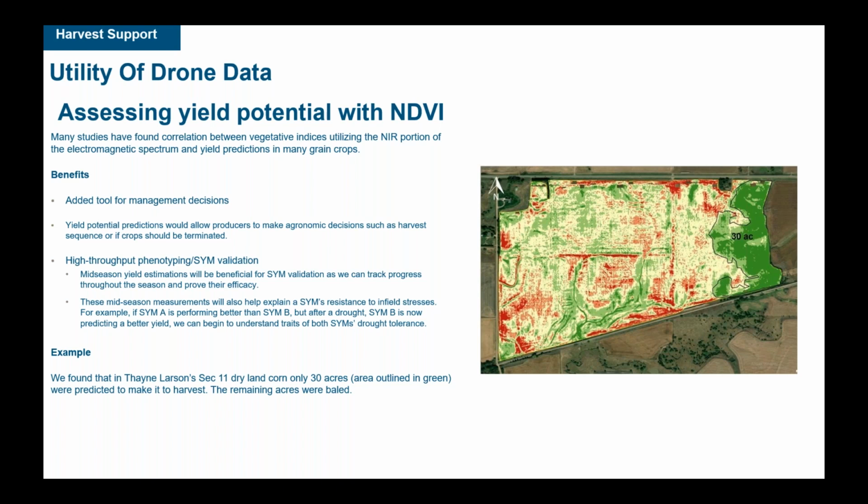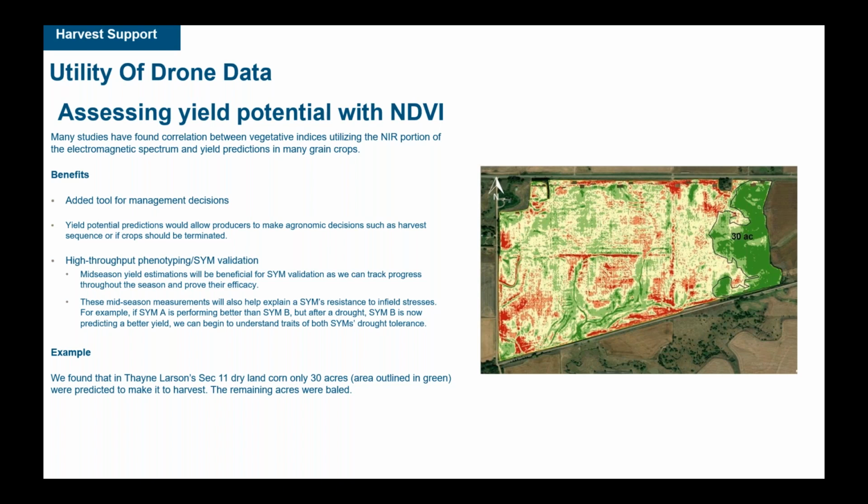This was a cornfield that was really heavily drought stressed. And that farmer was basically asking us, hey, will this make it to grain harvest, or should we just go ahead and bale it? Using our own algorithms and the data that we collected from the drone, we were able to say only about 30 acres are actually going to make it to harvest. So, because it's been such a dry year, let's go ahead and bale the rest.